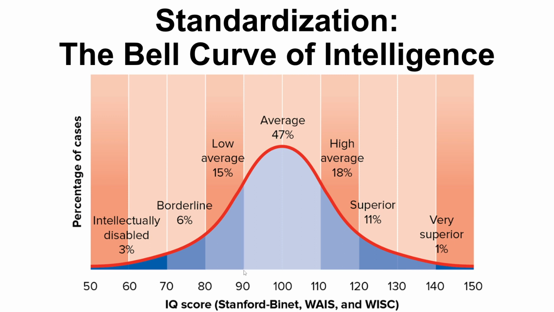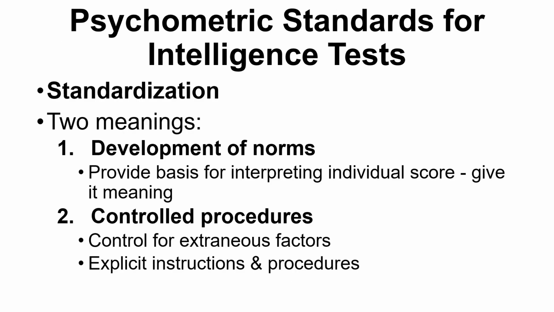So if we get an individual who has a score of 110, then we could say that they score below this percentage of the population and they score above this percentage of the population. So our standardization gives us something to compare against. It allows us to put that individual score into context regarding the population that this test was designed for.